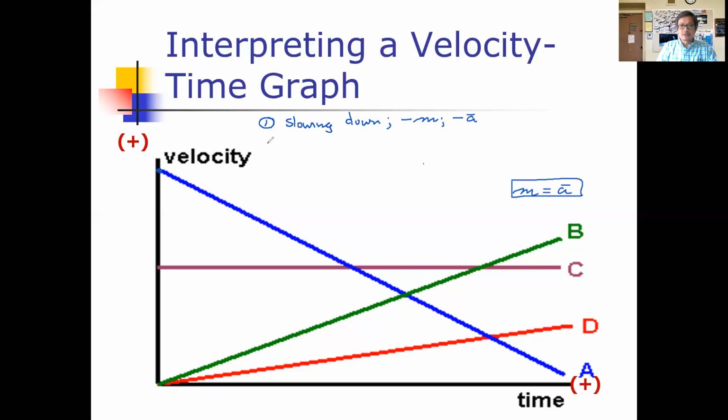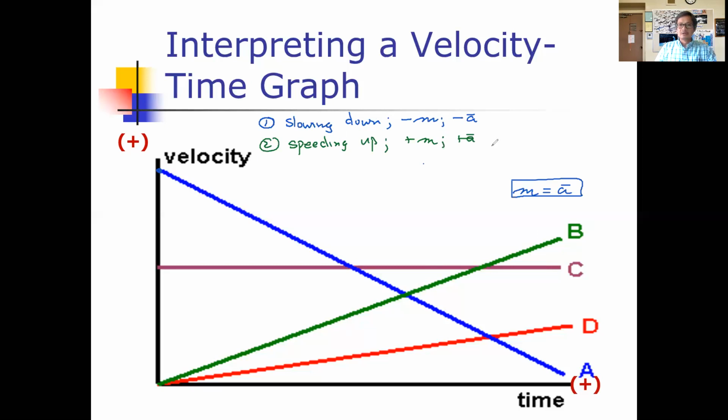Let's take a look at object number 2, and we'll call it B here too. If you notice here, B is doing the opposite. First of all, B has a positive slope, so we see then that B is speeding up. Why? Because the slope is positive, and if the slope is positive, we have a positive acceleration, then we know the object's speeding up. So visually we can see then that object B is speeding up.